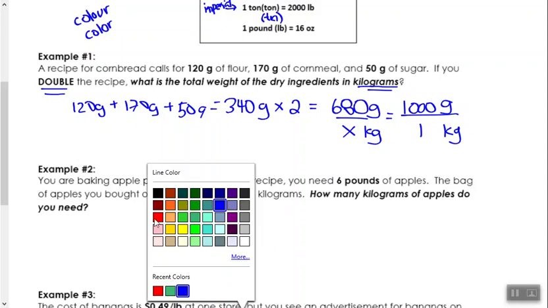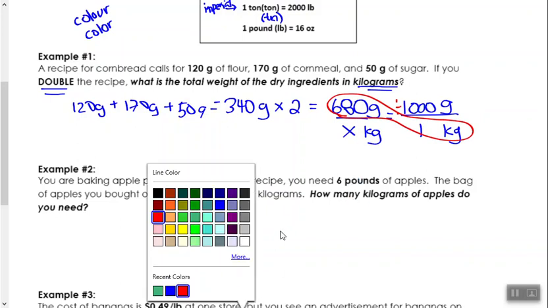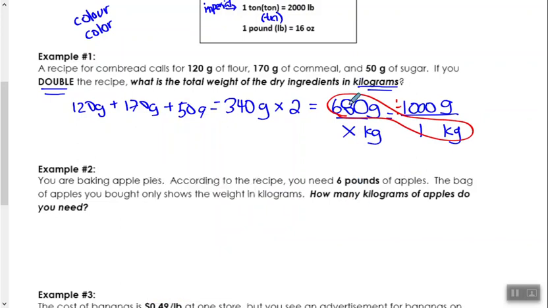So solving this proportion, looking for that one, multiply across, divide by the one that is opposite the one you're looking for. So I would do, 680 divided by 1,000. All right. So that's nice because I'm dividing by 1,000. I just need to move my decimal place over the number of zeros I have. So 1, 2, 3. So I have that 680 grams. I'm dividing that by 1,000. So 1, 2, 3. That's where my decimal will be now. So I have 0.68 kilograms of dry ingredients.